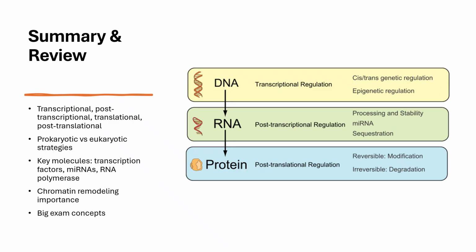These concepts are heavily tested in AP and IB biology, so mastering them pays off. Each regulatory level builds on the last to create adaptive, efficient gene expression. Congratulations! You now control the molecular dimmer switches of the genome.